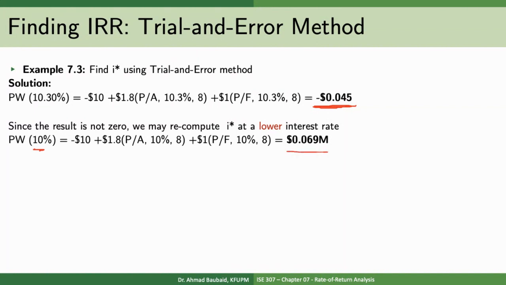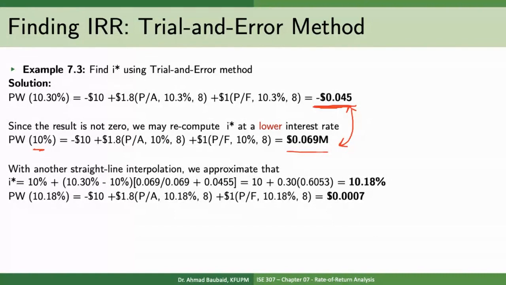I get this value. So obviously now it's in between these two values. And I've narrowed it down enough that maybe the next time I interpolate, I will get something that is very accurate. So if I do another round of interpolation, because I have a bracket now, I find that this is the value, 10.18%. Now if I plug in the present worth just to check if I'm close enough to 0, I get something that I'm happy with.